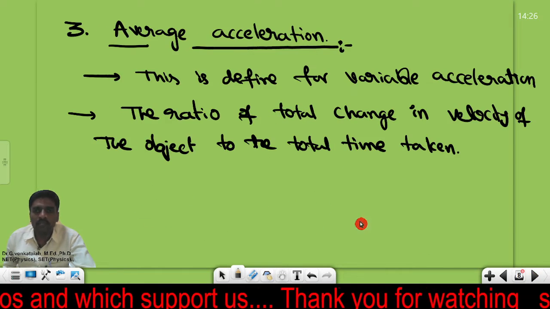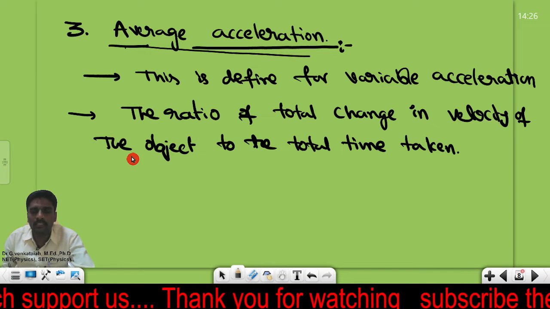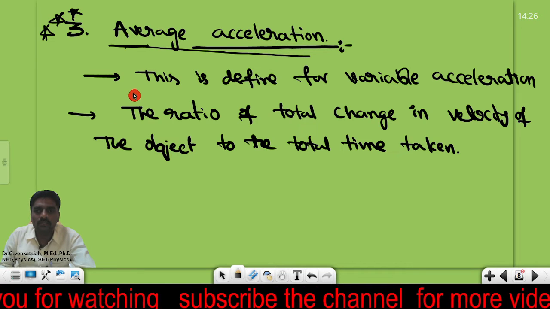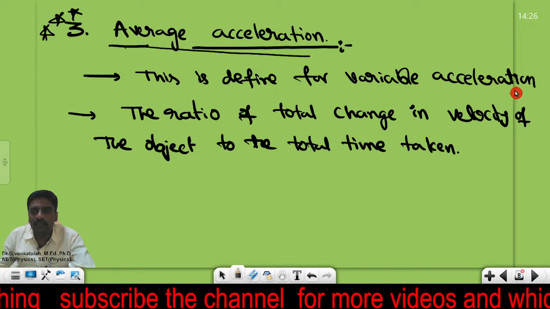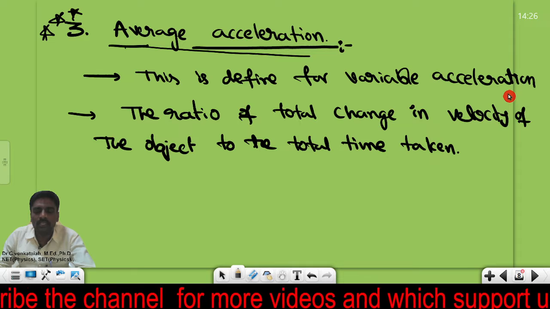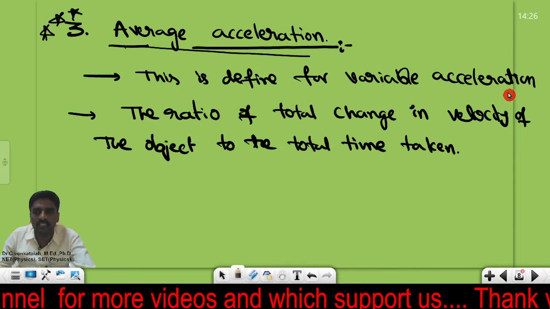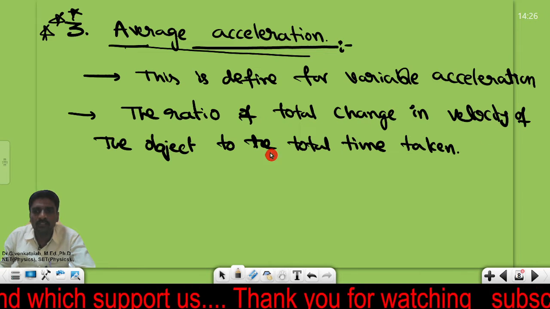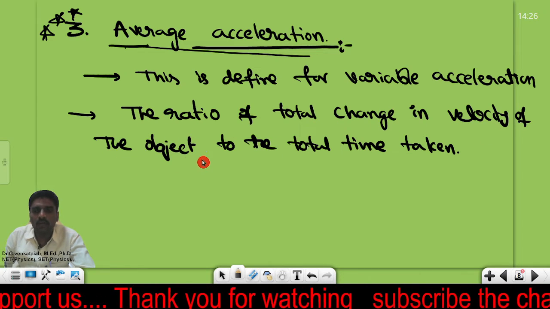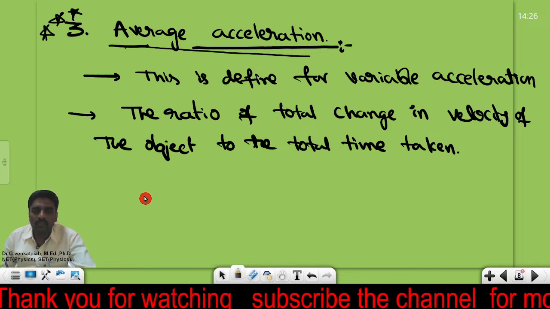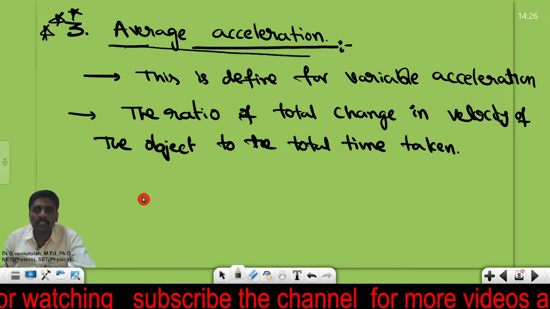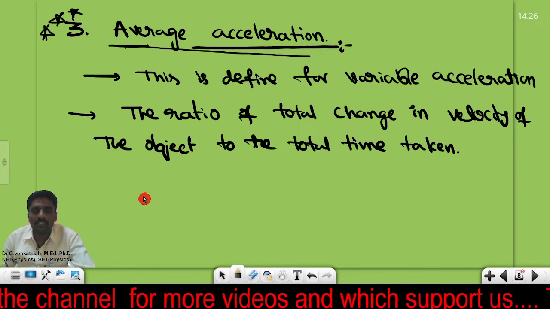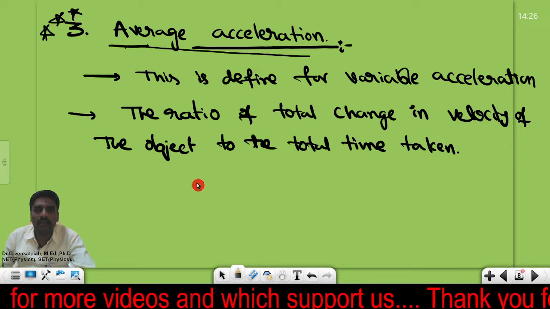Now let me go to another one. What is the average acceleration? It is somewhat important. We will use this formula to solve the problems also. So this is defined for variable acceleration only. That means the body does not have a constant acceleration, it is changing its acceleration. What is the formula? It is the ratio of the total change in velocity of the object to the total time taken.